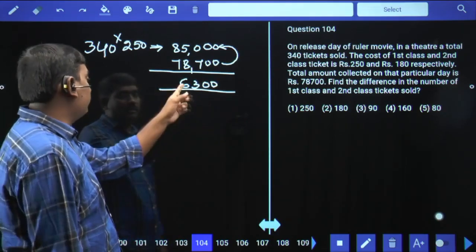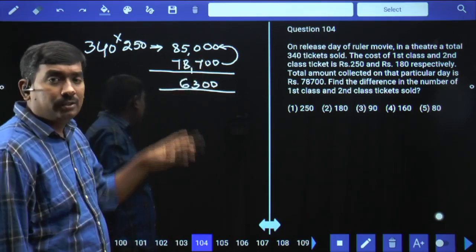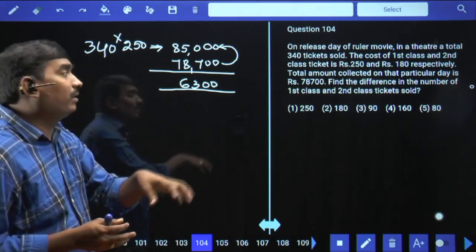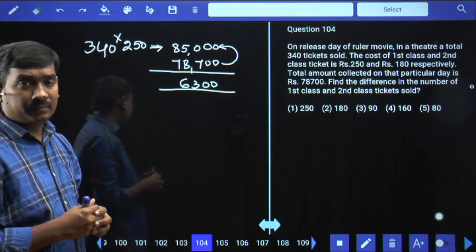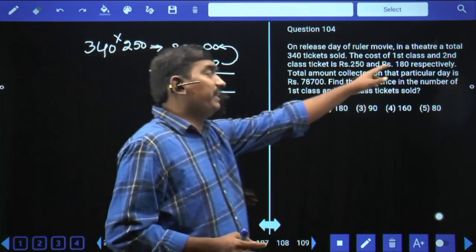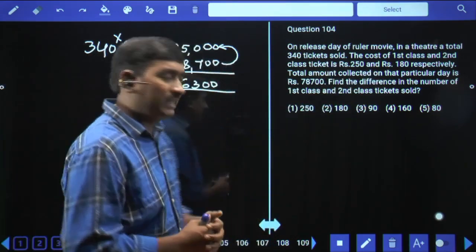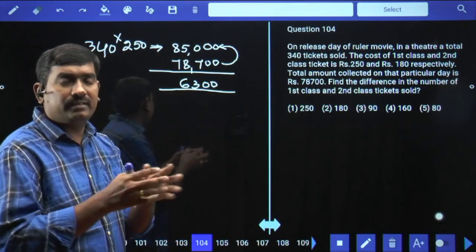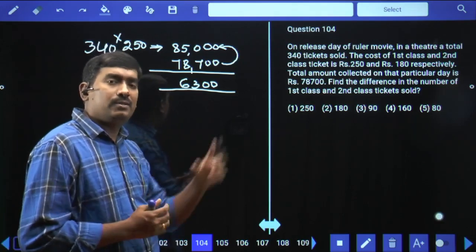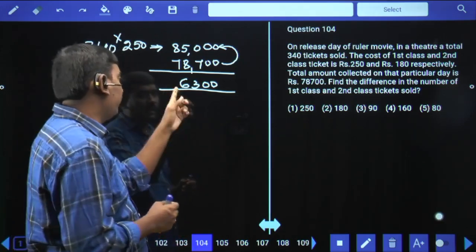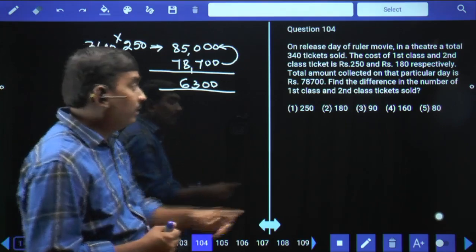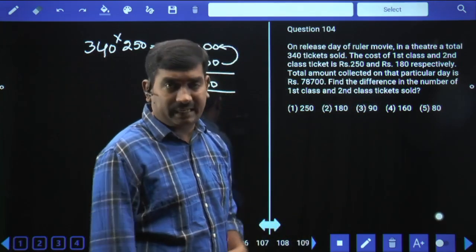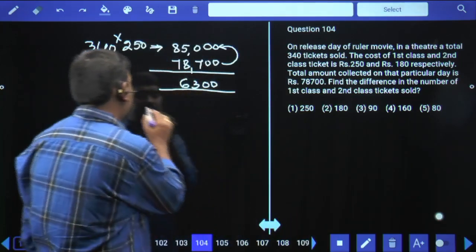We obtained 6,300 rupees extra because those 340 tickets are not all 250 rupees. Some are 180 rupees tickets also, but I assumed the 180 rupees tickets also as 250 rupees tickets. That's why I obtained 6,300 rupees extra. 180 rupees ticket as 250 rupees means on one ticket 70 rupees extra.